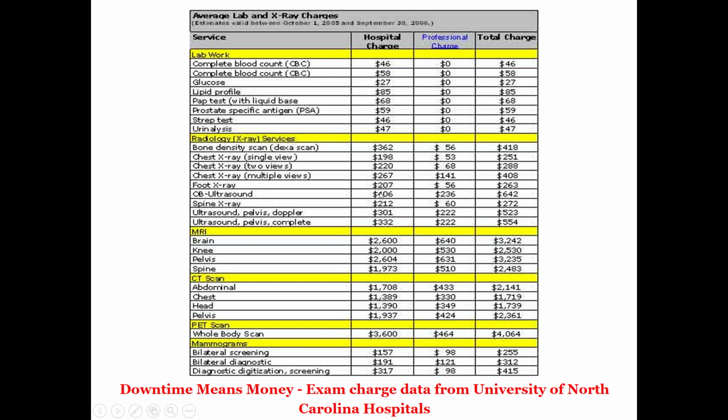As we can see, this is the cost, and this is the charge for the hospital. This will be the charge for the professional physicians, radiologists, and laboratory physicians or doctors. And this will be the total charge lost in case we have a medical equipment downtime. So downtime, as we said before, means money. This exam charge data has been taken from the University of North Carolina hospitals.